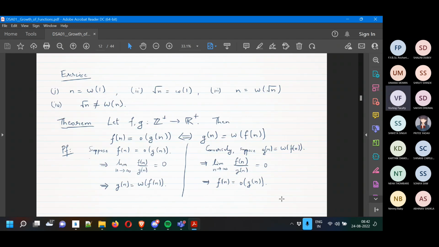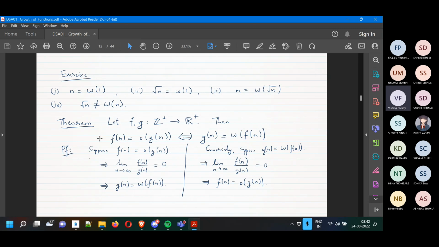For omega, again, as we saw before, the reverse inequalities. Okay, so n is little omega of 1, square root n is little omega of 1, n is little omega of square root n, but square root n is not little omega of n. So these four are exercises for you. Okay, try writing them down. Same kind of proofs. Very, very easy.